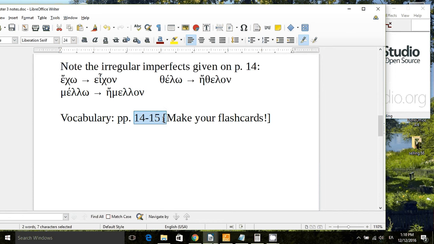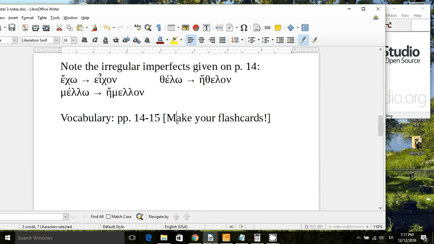Airo, I take up or I bear. Baptizo, I baptize. Grapho, I write. Ageiro, I raise up. Esthio, I eat. Kerusso, I proclaim, I preach. Krino, I judge. Pempo, I send. Sozo, I save. And phero, I carry.